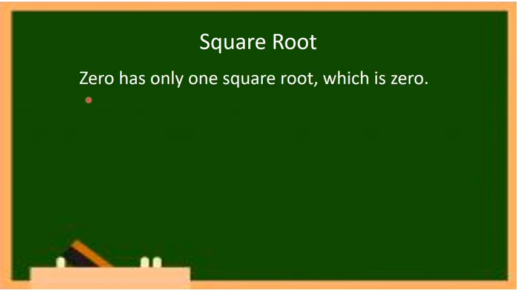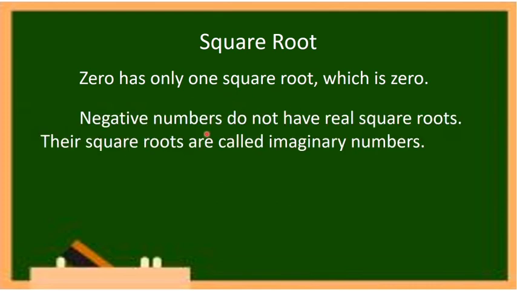So 0 has only one square root, which is 0. And negative numbers do not have real square roots. So their square roots are called imaginary numbers. So for example, we have the square root of -10. It is an imaginary number because the radicand is a negative number.